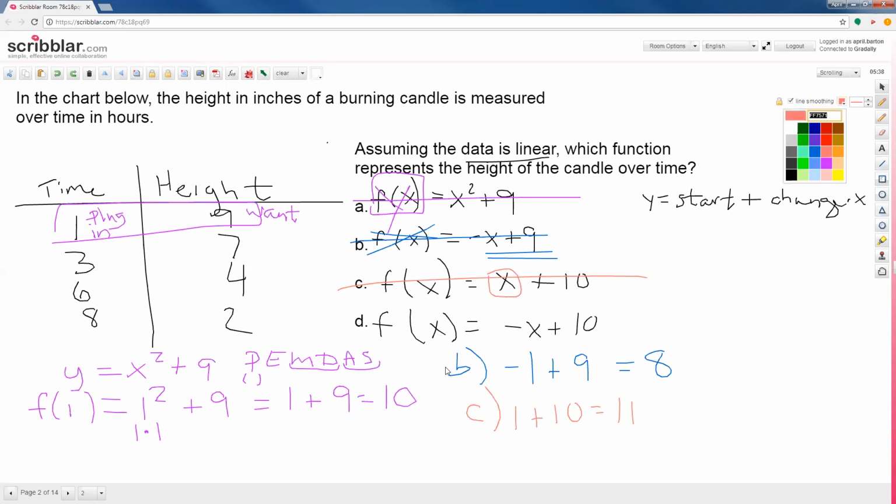If you're worried, you're like, maybe I did something wrong or plugged something in wrong, you can still plug it in and check. So D, we're going to plug in 1 for x, and there's that negative symbol in front. So -1 plus 10 does give us the value of 9. So using these answer choices is just a really great strategy because you have to remember less things overall.